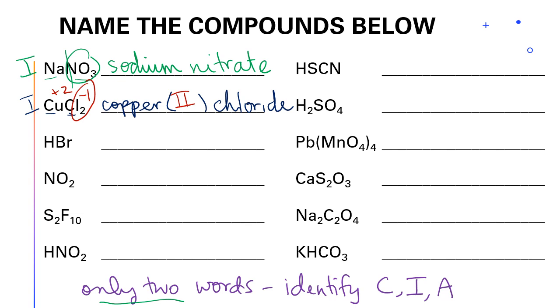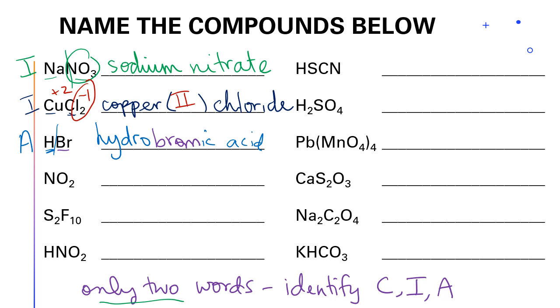Then we have HBr. Ooh, that starts with H. That means it's an acid. It's also a binary acid, so it's going to be hydro, and then the stem for Br is brome, bromine, so it's going to be brome, and then ic, acid. That's how we'll name binary acids: hydrobromic acid.